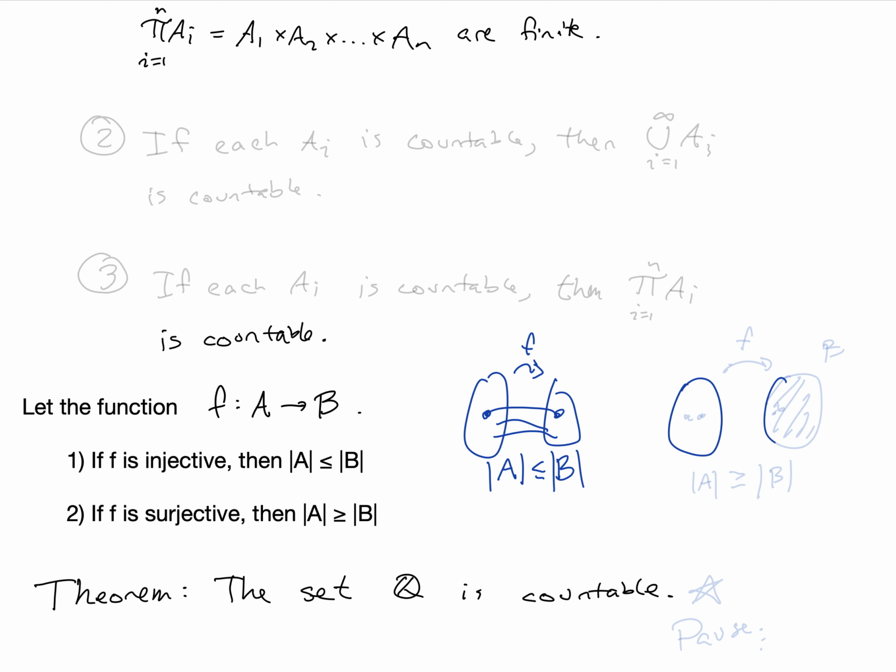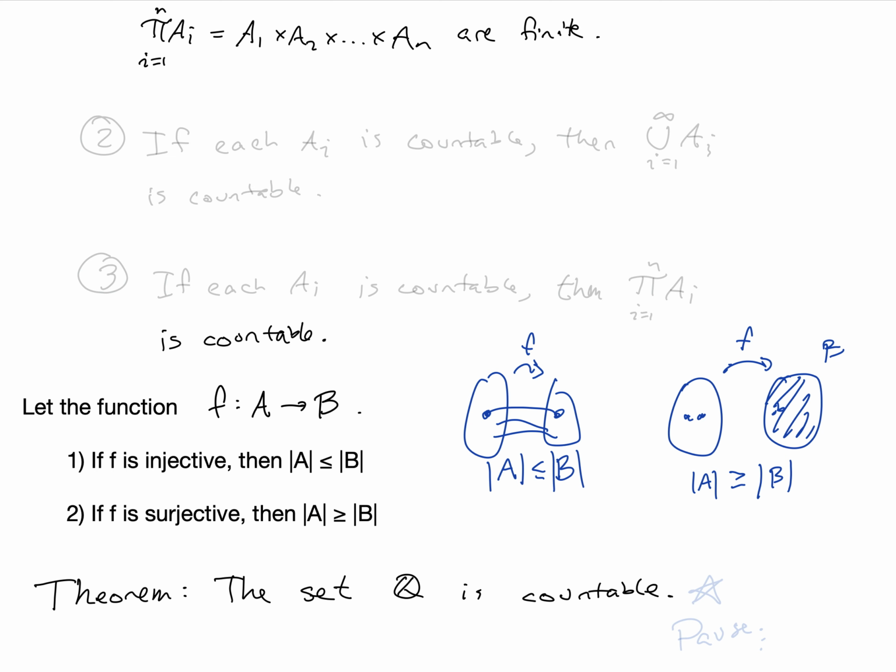If f is surjective, then that means that all of B is hit by the function f. And that means for every b in B, there is some a in A. So there are at least as many elements in A as there are in B, because for each one of these, there is one of those. So the cardinality of A is greater than or equal to the cardinality of B.